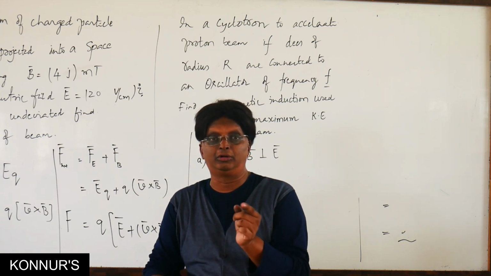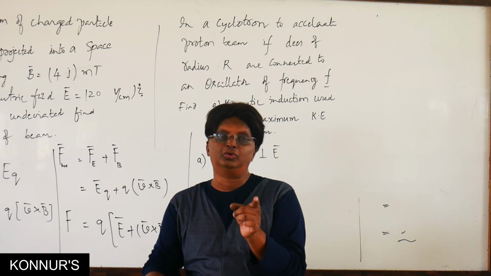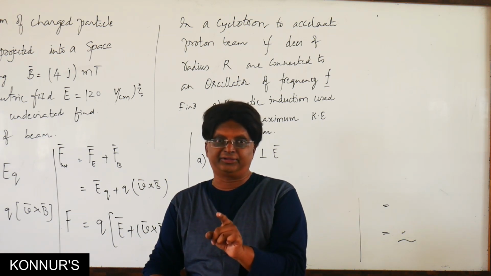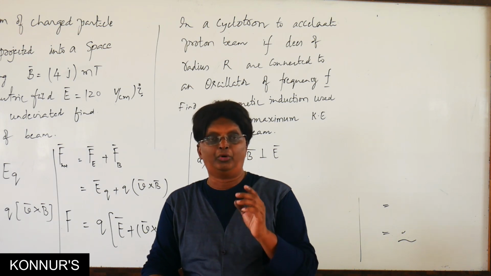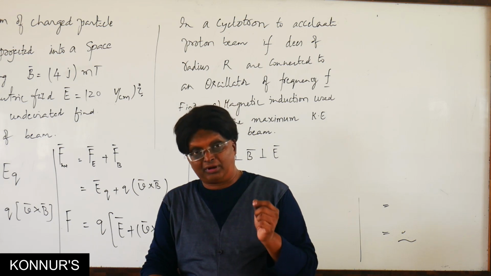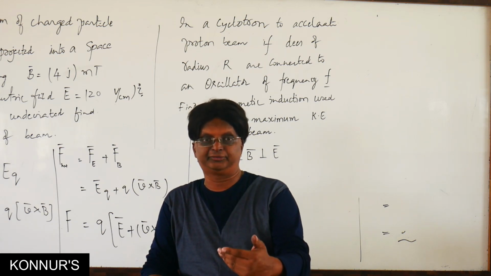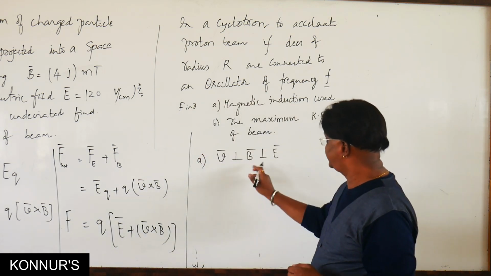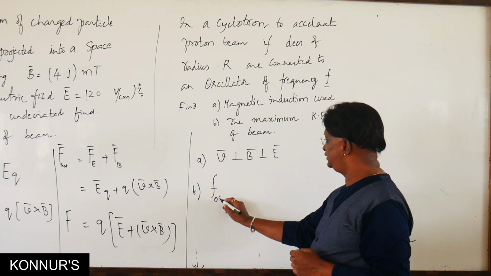It is an alternating electric field, whose direction reverses at regular intervals of time, and that is why both the D's are connected to what is called an oscillator. Now what should be the frequency of the oscillator is one of the questions for our exams. Remember, first condition. The second condition is the frequency of the oscillator.